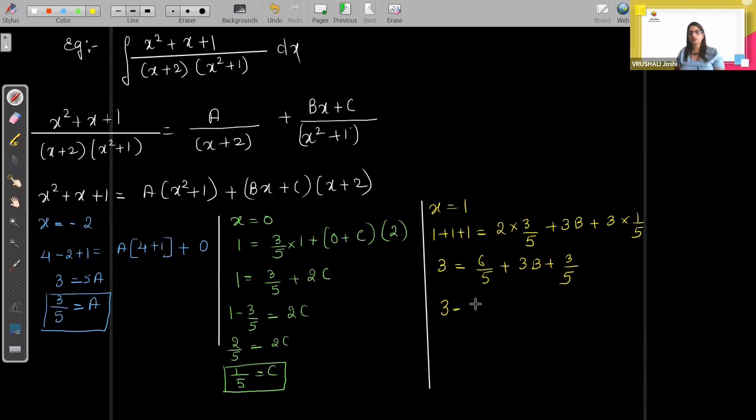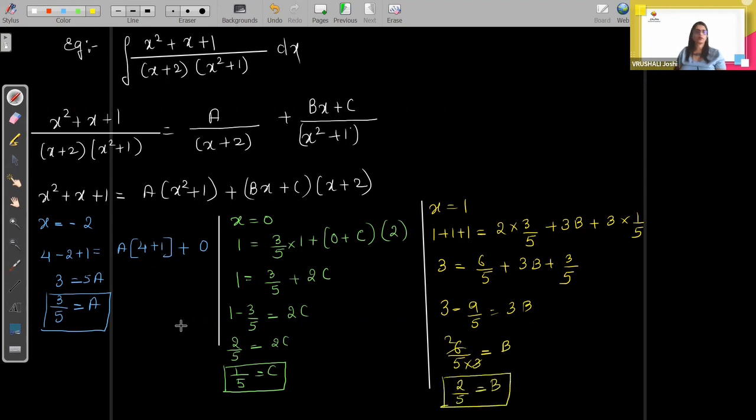3 minus 9 by 5, we can take it directly, is equal to 3b. 5 3s are 15, 15 minus 9 is equal to 6, that is equal to 6 by 5 multiplied by 3 will give you b. So 2 by 5 is equal to b.